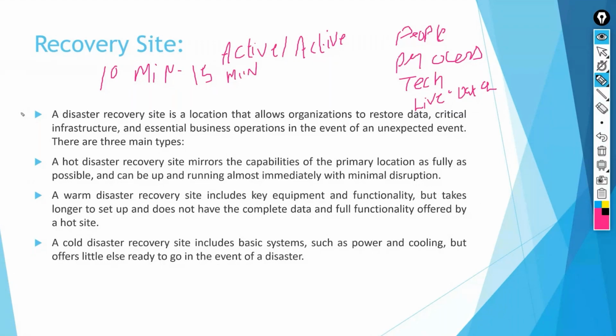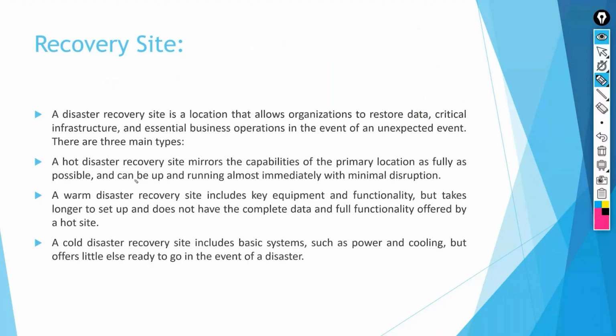Now we also have something called a hot site, team. So what do you mean by a hot site? A hot disaster recovery site mirrors the capabilities of the primary location as fully as possible and can be up and running almost immediately with minimal disruption. Now, there are two types of hot site: we have an internal hot site, and we have an external hot site.